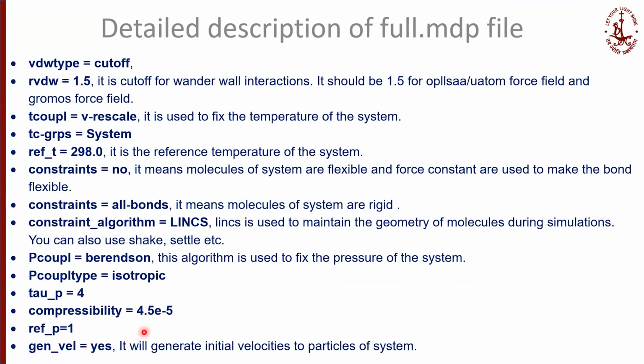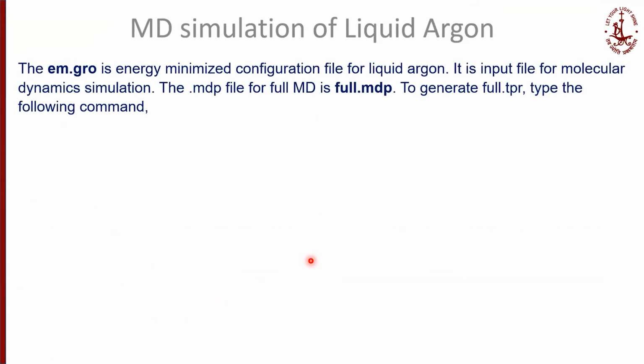Generate velocity, yes, that means it will give initial velocities to each and every atom in the system. So this is your entire MDP file. Now, how do you perform MD simulation? You already have that energy minimized configuration from your energy minimization. This will be the input file for your production run. And your MDP file will be full.mdp. Topology file remains the same.